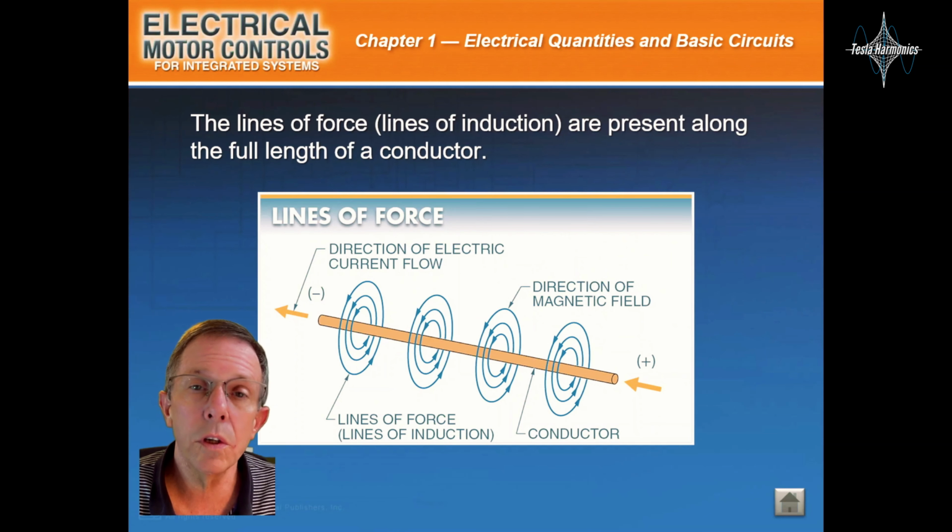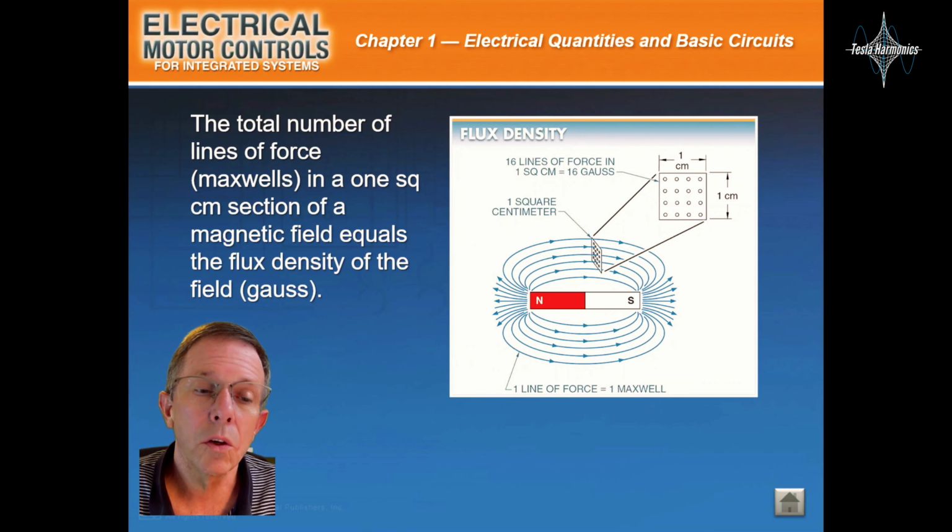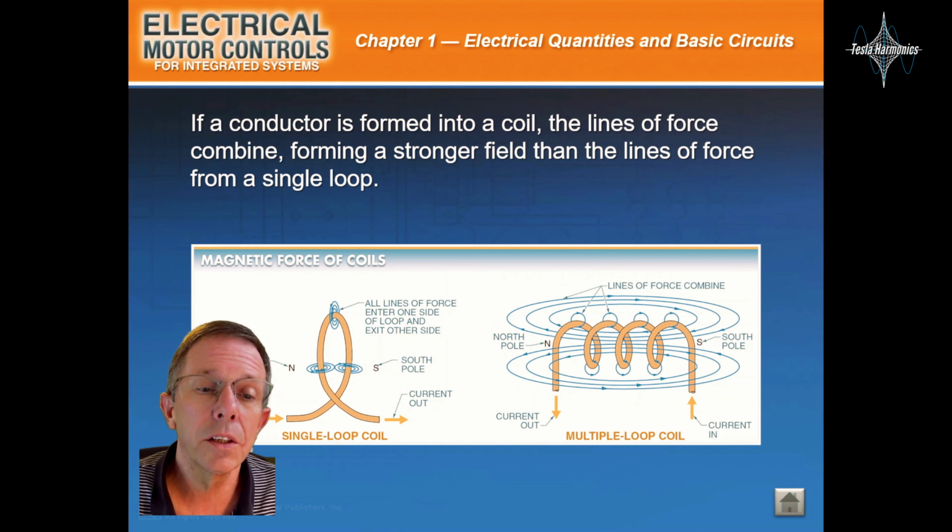The lines of force or lines of induction are present along the full length of the conductor. The total number of lines of force are Maxwells, and 1 square centimeter section of a magnetic field equals the flux density of the field, or the Gauss. If a conductor is formed into a coil, the lines of force combine, forming a stronger field than the lines of force from a single loop.